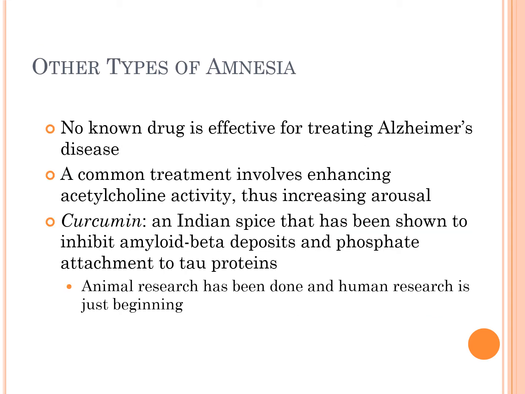There is no known drug that is effective for treating Alzheimer's disease. One treatment they have tried is enhancing acetylcholine activity to increase arousal, as that can be helpful. An avenue that appears to be promising from animal research is curcumin, or turmeric, an Indian spice that has been shown to inhibit amyloid beta deposits and phosphate attachment to tau proteins.